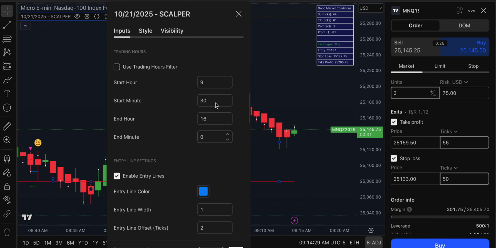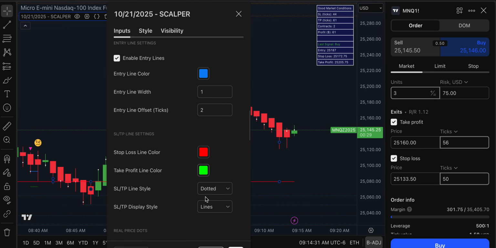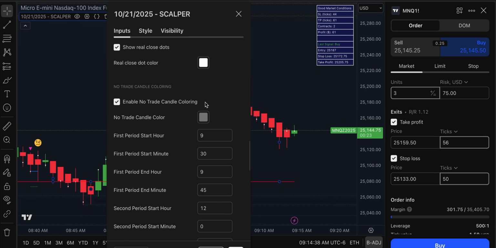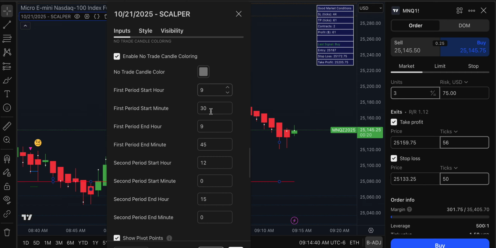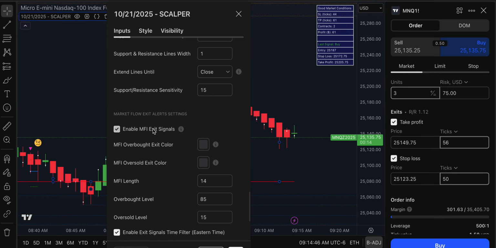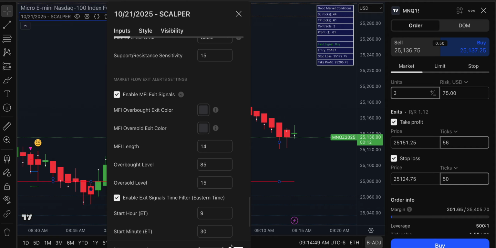And then we got trading hours. If you want to pick specific trading hours to use, your entry lines, your targets, all adjustable. These little white dots are the real price. That's where price closed on that candle. I have certain hours I don't want to touch the market, so they turn the candles gray. You kind of see all this support and resistance. These are the blue lines, orange lines built in. Exit signs, or exit signals. Let me show you that real quick.